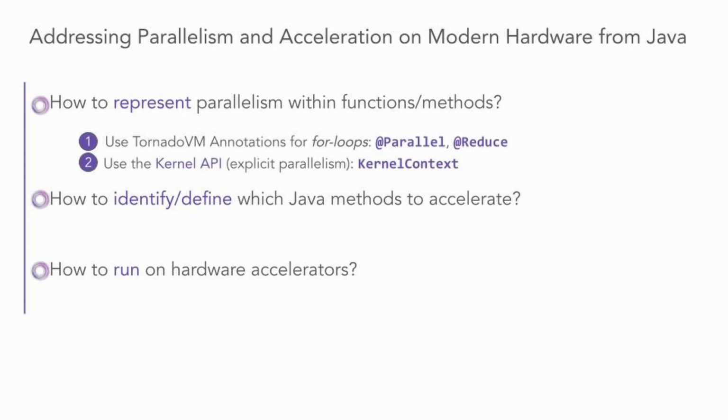There are two ways to express parallelization with TornadoVM, and Java developers can choose one or the other. The first one is via annotations in the source code. That means that Java developers annotate for loops with the @Parallel annotation and reduction parameters with the @Reduce annotation for those loops that can be parallelized.